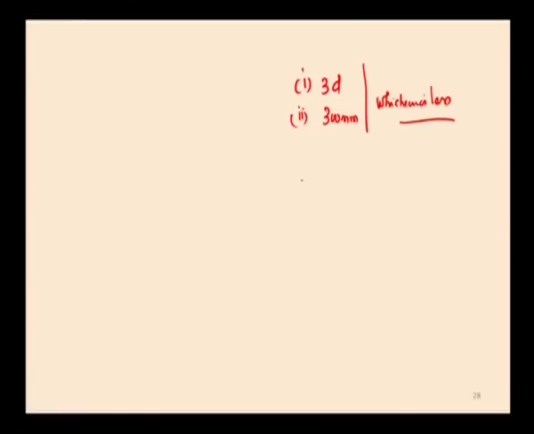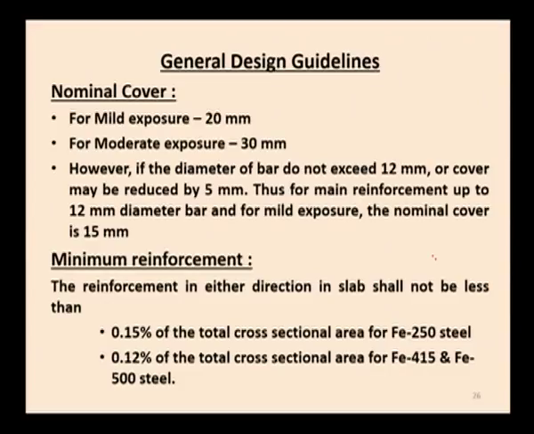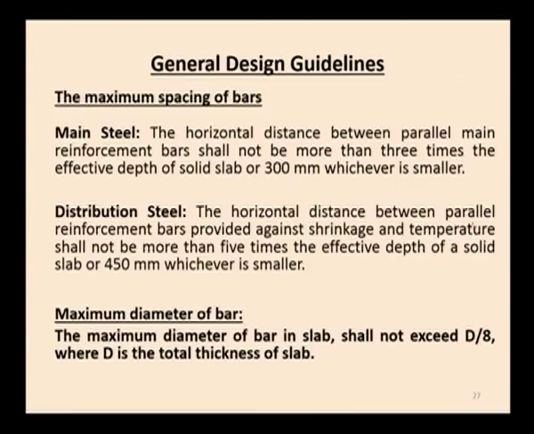Next, in the case of distribution reinforcement, the spacing of the bars should not exceed 5 times the depth of the slab or 450 mm, whichever is less. This is in the case of distribution reinforcement. The horizontal distance between parallel reinforcement bars provided against shrinkage and temperature shall not be more than 5 times the effective depth of the solid slab or 450 mm, whichever is smaller.